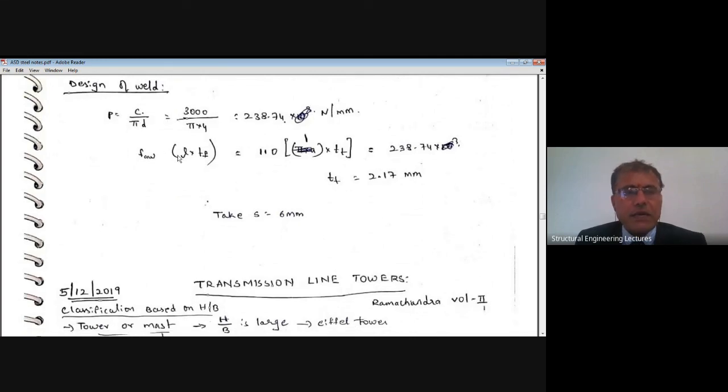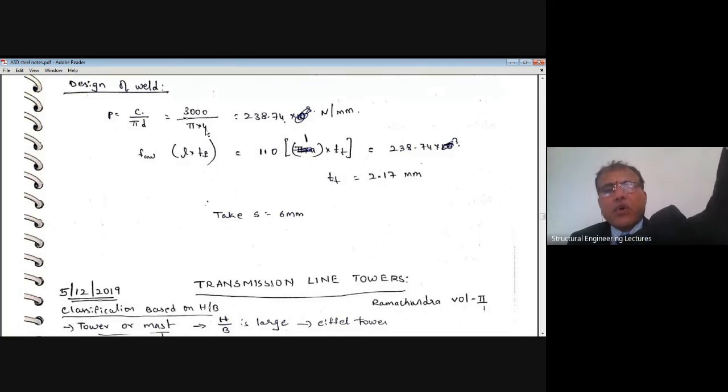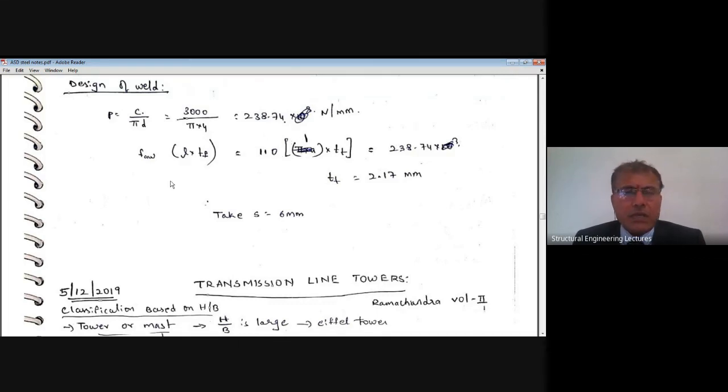Then next, let us calculate the weld design, hence the design of the weld. Then I'll calculate the intensity of the load per unit length. The total compressive force is equal to 3000 kilonewton, distributed per unit length of pi multiplied by d. D is 4. So that works out the intensity of the compression as 238.74 Newton per mm.